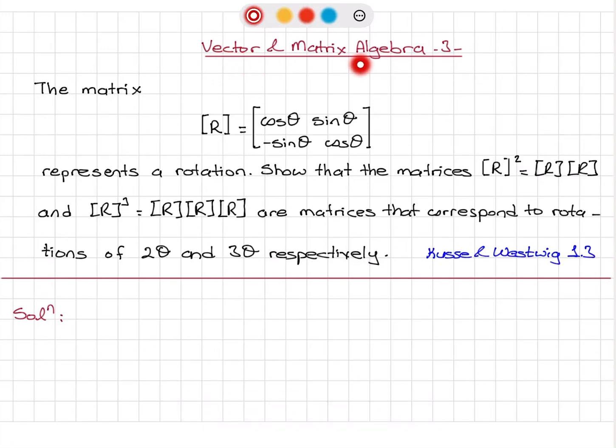So here's our third example. The matrix R = [[cos θ, sin θ], [-sin θ, cos θ]] represents a rotation. Show that the square of that matrix and the cube of that matrix are matrices that correspond to rotations of 2θ and 3θ respectively.